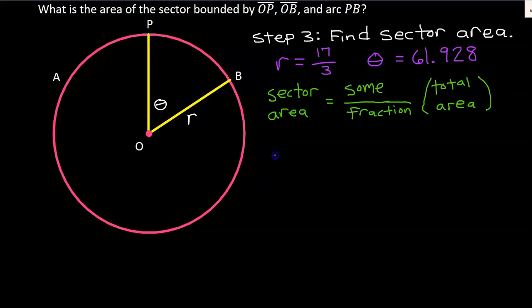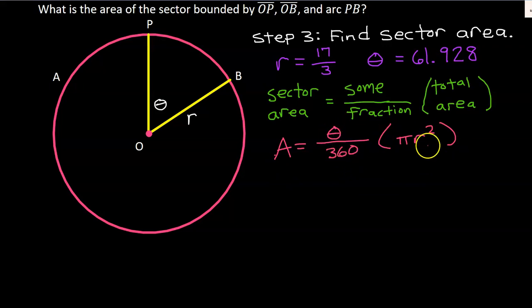The sector area is always going to be some fraction. Now the fraction is going to be that central angle divided by 360, right? So theta over 360. And then the total area, well, what's the formula for the whole area of the circle? It's pi r squared. So look, this is the formula for sector area, but hopefully you understand a little bit better where this is coming from. It'll make it easier to remember.